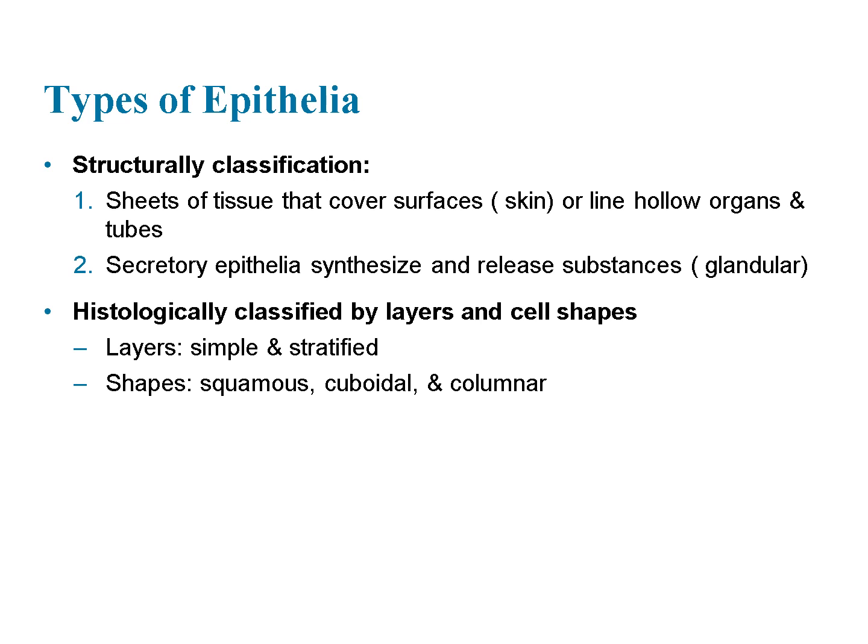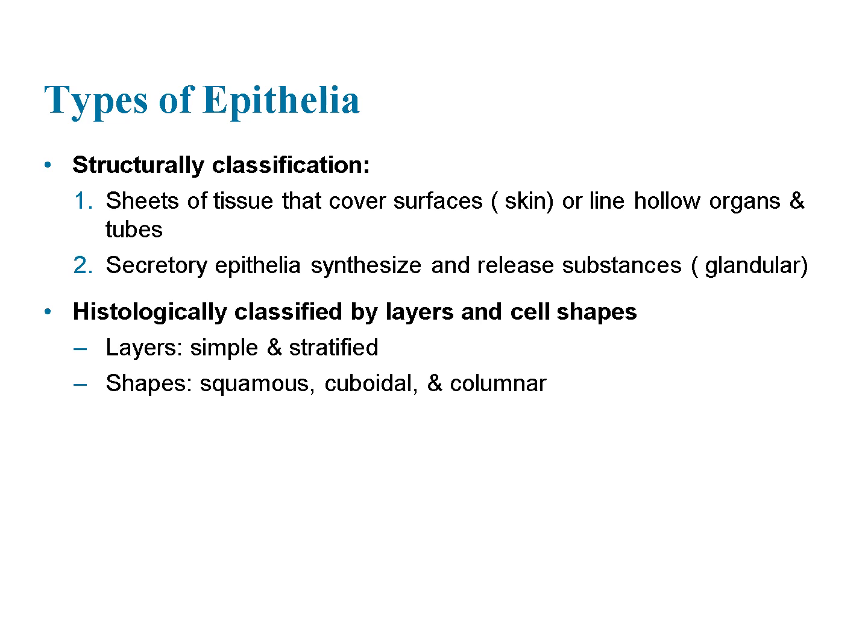Sheets of tissue are like the protective coverings of your body, such as your skin or the linings of hollow organs and tubes, like your intestines or blood vessels. Secretory epithelia are your body's factories. They specialize in synthesizing and releasing substances, like sweat, hormones, or enzymes. These are also called glandular epithelia.